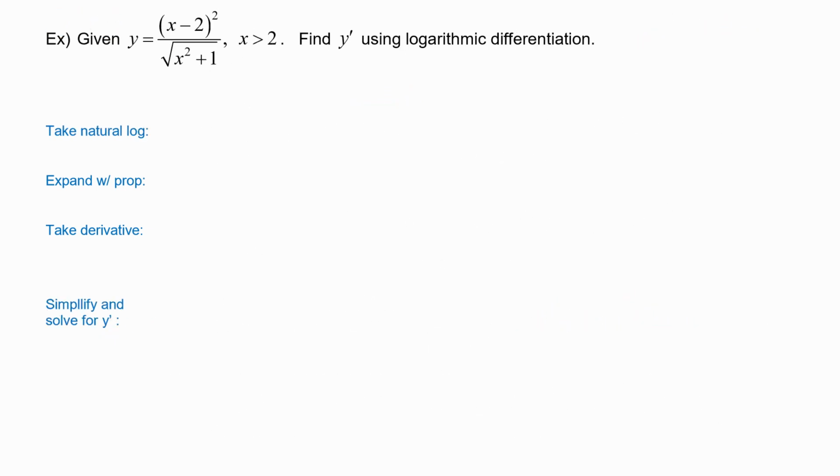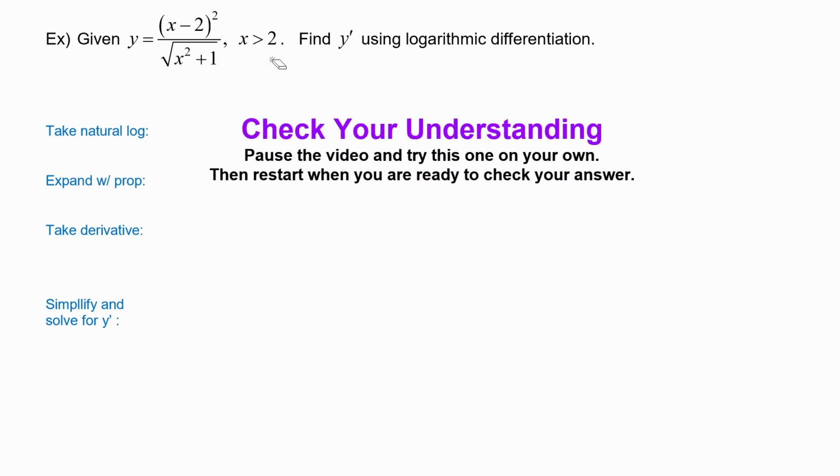In this example, we are given y equals this rational expression with the quantity x minus 2 squared in the numerator and the square root of the quantity x squared plus 1 in the denominator. We are told that x is greater than 2, and we have to find y prime using logarithmic differentiation. It's time to check your understanding, so pause the video to try this one on your own, then restart when you are ready to check your answer.